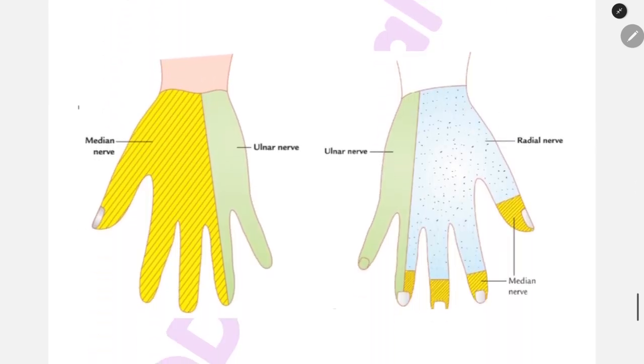They have asked about the cutaneous innervation. This is the palmar aspect and this is the dorsal aspect. Lateral 3.5 is supplied by median nerve, and medial 1.5 is supplied by ulnar nerve. In the dorsal aspect, the medial 1.5 is supplied by ulnar nerve, and lateral 3.5 is supplied by radial nerve, except nail beds. Here the nail beds are supplied by median nerve.